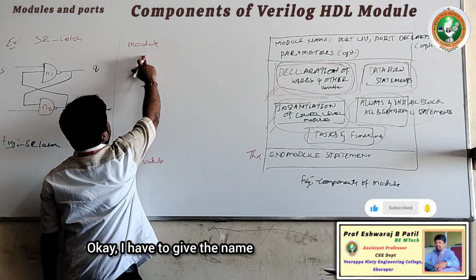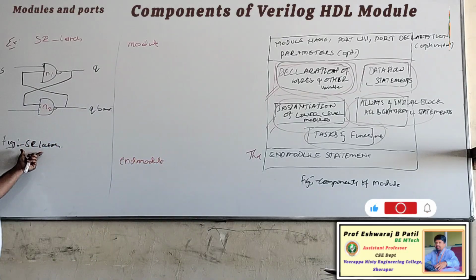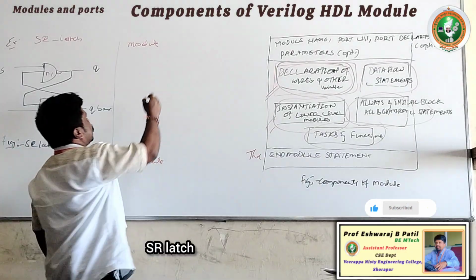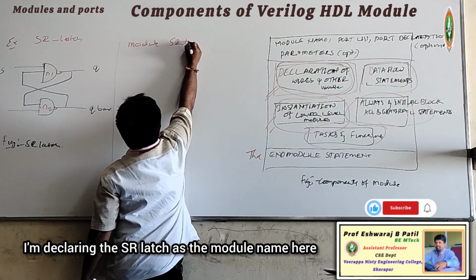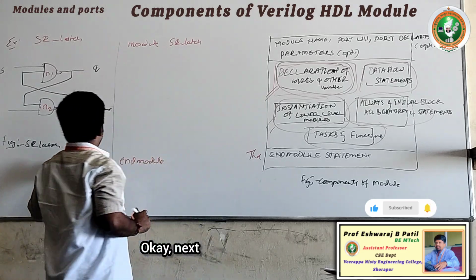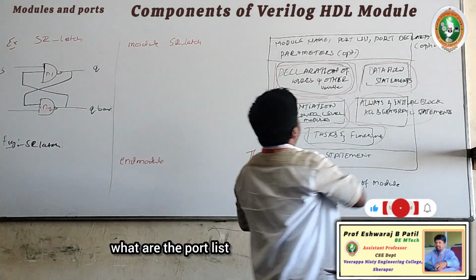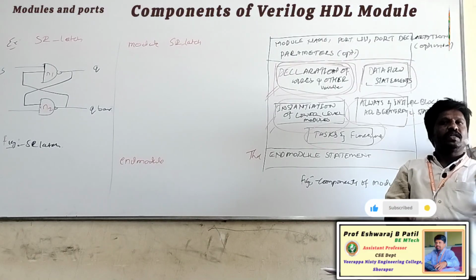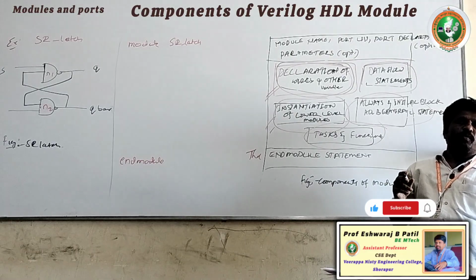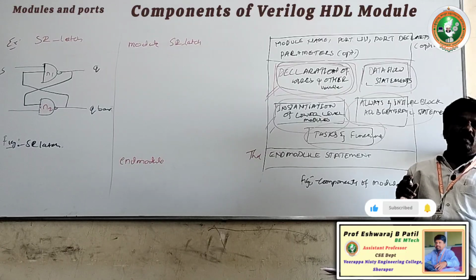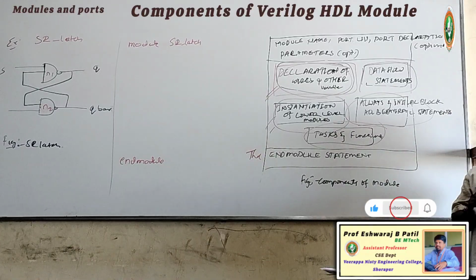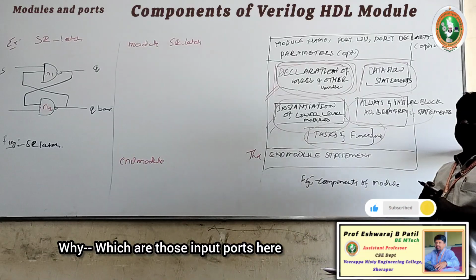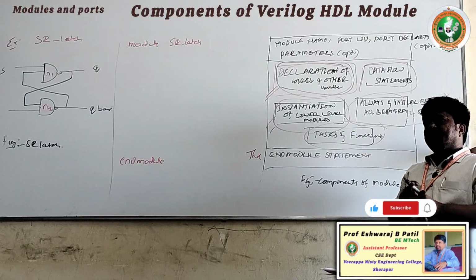I have to give the module name, which can be anything here. The module name here is SR latch. Next, the port list: what are those? Inputs and outputs. Which are the input ports here? What are the inputs here?